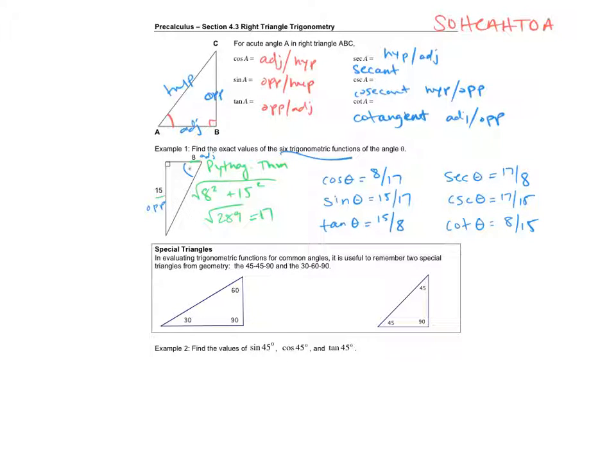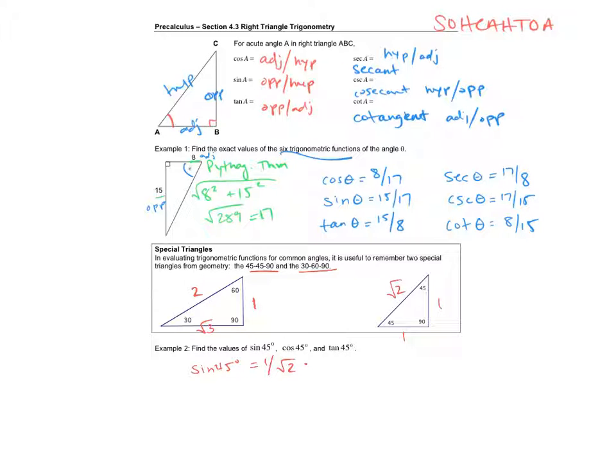Just like we used when we were constructing our unit circle, we have some special right triangles, the 45, 45, 90, and the 30, 60, 90. So in the 30, 60, 90, our sides come in the ratio of 1, 2, and the square root of 3. And in the 45, 45, 90, they come in the ratio of 1, 1, and the square root of 2. So we can use these to find, for example, the sine of 45 degrees is going to be 1 over the square root of 2.